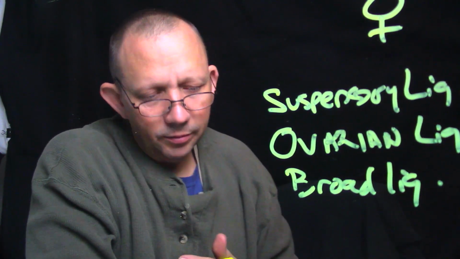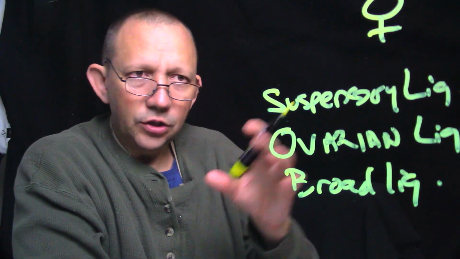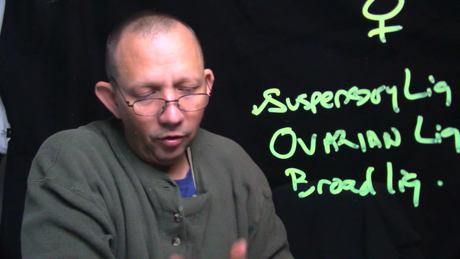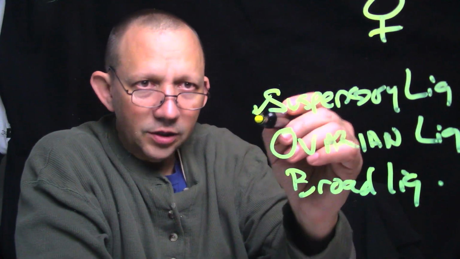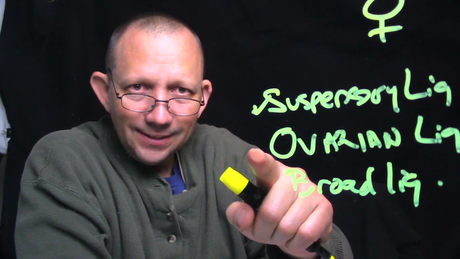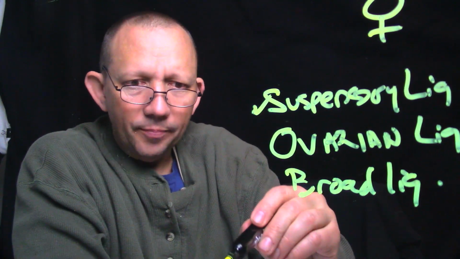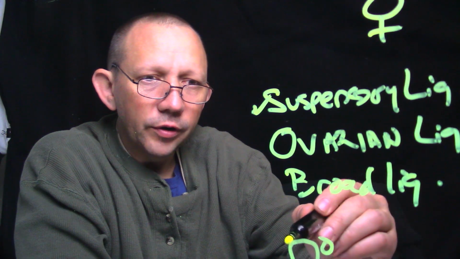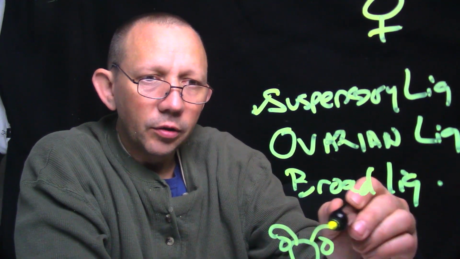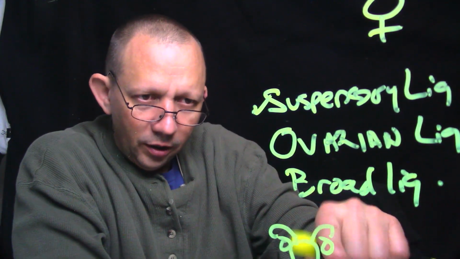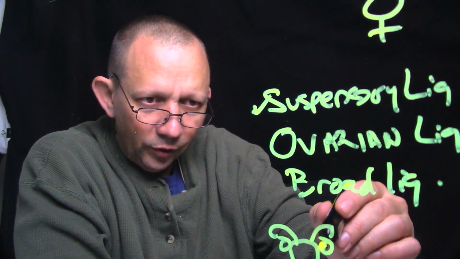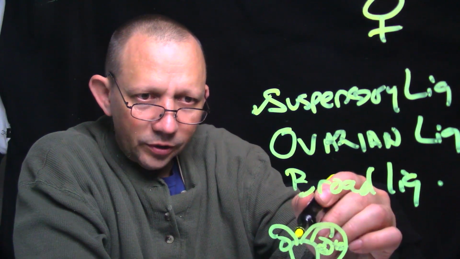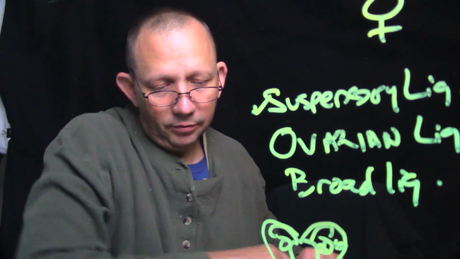Okay, those 3 ligaments. Number 1, the ovaries are held in position by the suspensory ligament. The ovarian ligament holds it on the inside, the medial side, and the suspensory ligament holds it on the outside. So you have your uterus, and you have your ovaries, and then you have your fallopian tubes. The ovarian ligament holds it here, the suspensory ligament holds it here, and the broad ligament holds it all together. Okay, that's basically what happens.